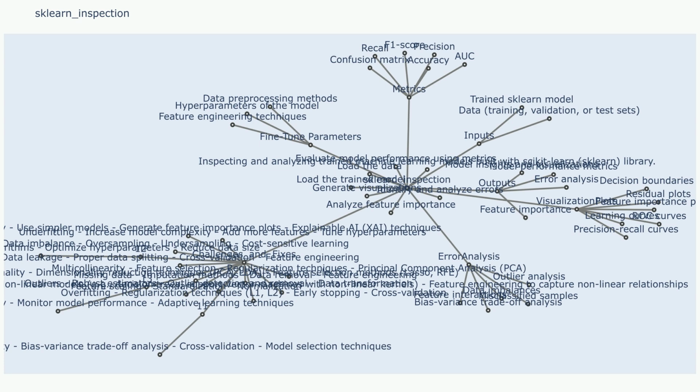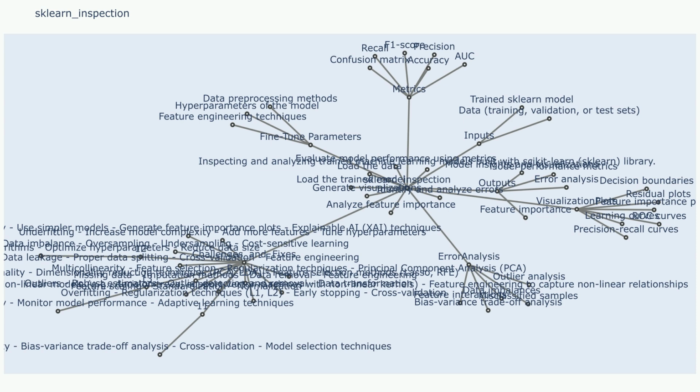sklearn inspection. Description: sklearn inspection refers to the process of examining and understanding the behavior and performance of a trained machine learning model built using the scikit-learn (sklearn) library in Python. This involves analyzing various aspects of the model, such as its internal structure, feature importance, prediction accuracy, and potential biases.